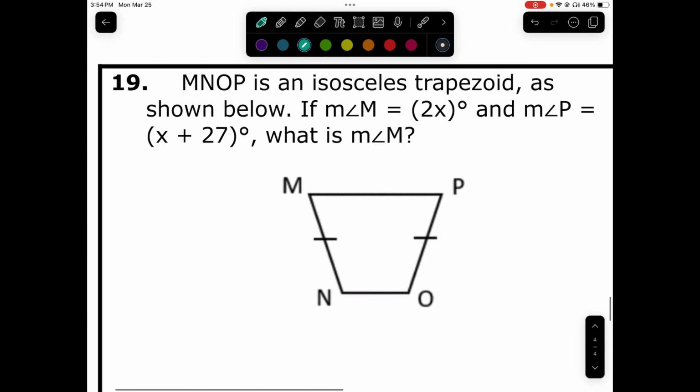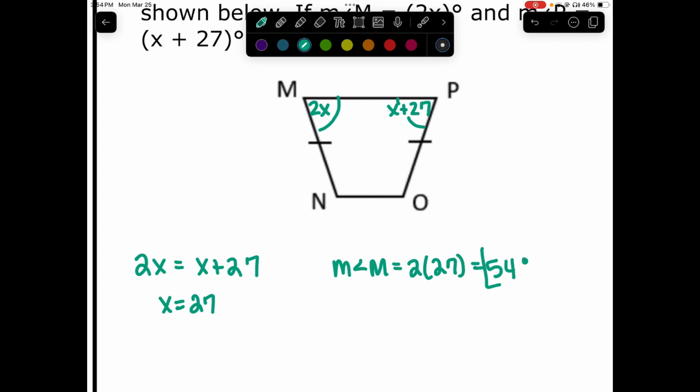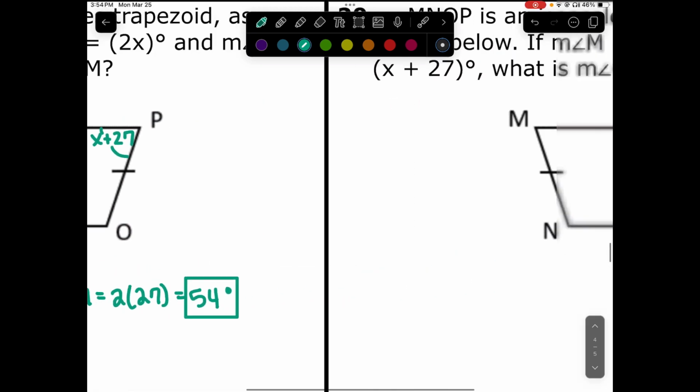Number 19, MNOP is an isosceles trapezoid as shown below. If angle M is 2x and angle P is x plus 27, what is the measure of angle M? Well, both of these angles are congruent because this is an isosceles trapezoid. So this is going to be part equals part. If we solve for x, we get 27. So now to find the measure of angle M, we're just going to take that 27 and plug it back in to 2x, and that'll give us 54 degrees. Go ahead and try number 20.